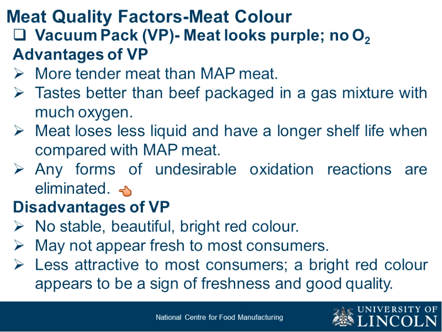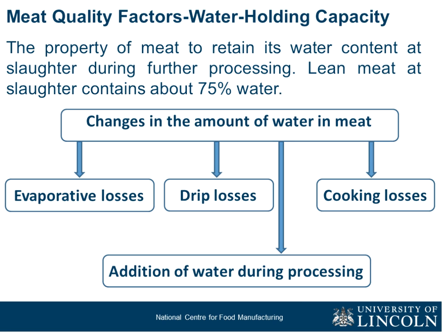But the disadvantage is this: no stable, beautiful, bright red color. That is what the consumer wants to see. It may not appear fresh to most consumers, and is less attractive to most consumers. A bright red color appears to be a sign of freshness and good quality. This is what the consumer wants to see, but unfortunately, they won't be able to see that when the meat is vacuum packed. Do you understand that? Good. I can see you're nodding.